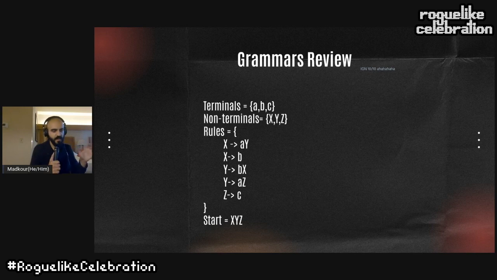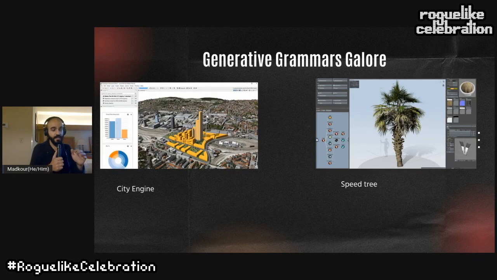This is a very dummy, basic grammar that is not useful at all, but hopefully gets the point across. And generative grammars are used everywhere. You might have heard of SpeedTree, which is one of the industry standards for generating trees. CityEngine is also a popular proprietary software for generating buildings and cities. These software are pretty complicated, pretty sophisticated, but the underlying generative system that they use is based off of grammars.